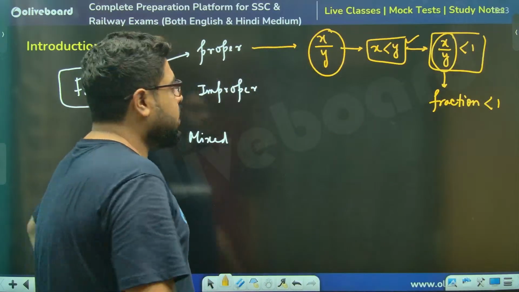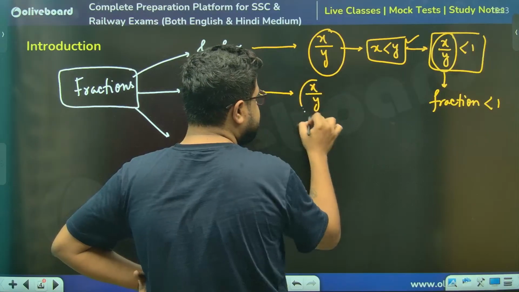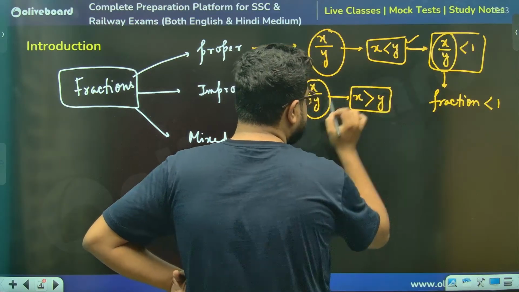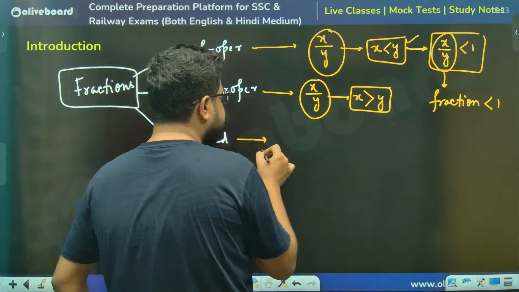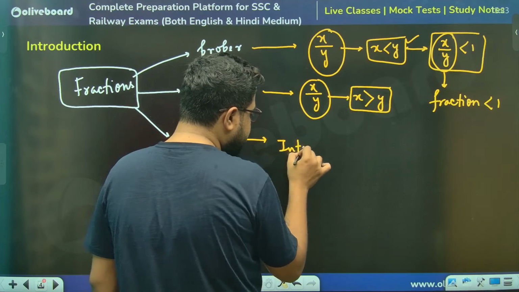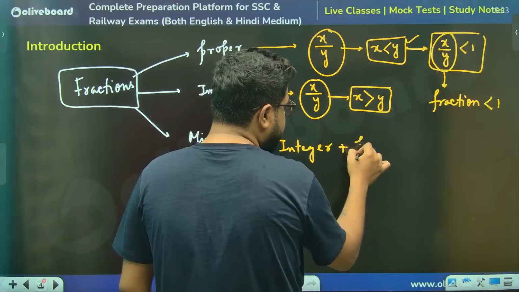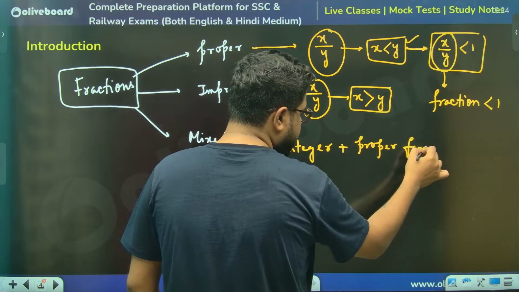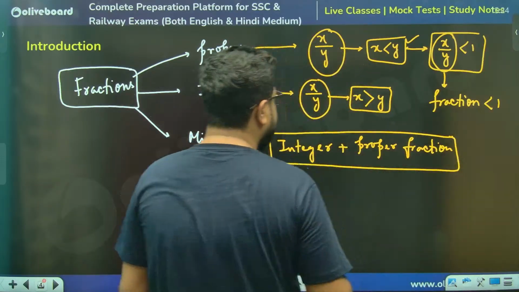Now, an improper fraction is exactly the opposite. If it is x by y, in that case the numerator will be greater. An improper fraction we can write as a mixed fraction. A mixed fraction means one integer plus one proper fraction. Very basic things. Most of you already know this.